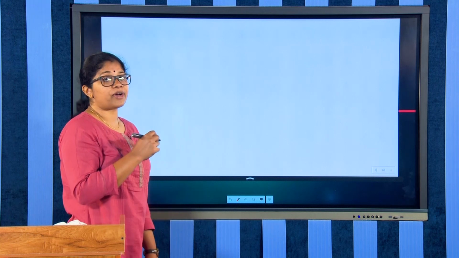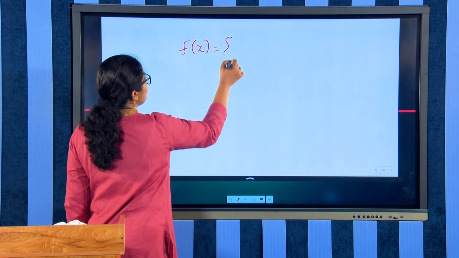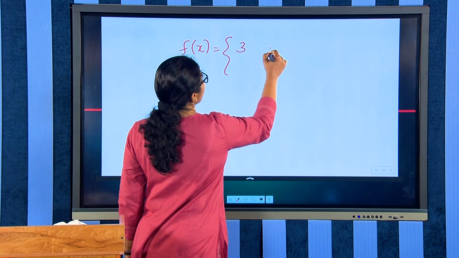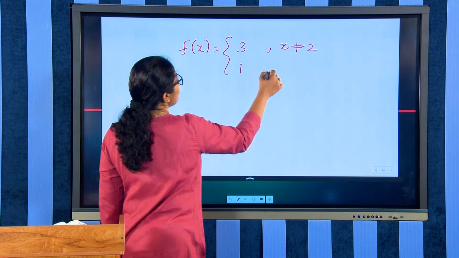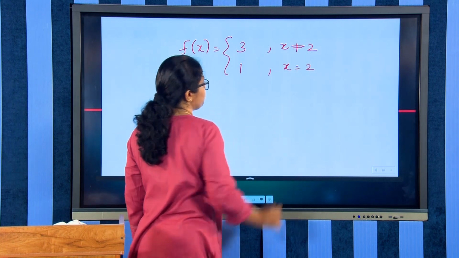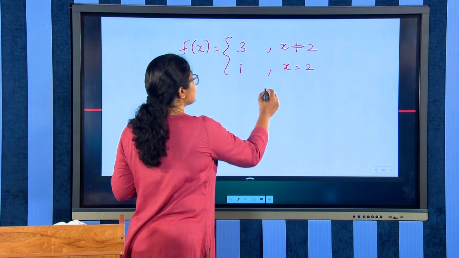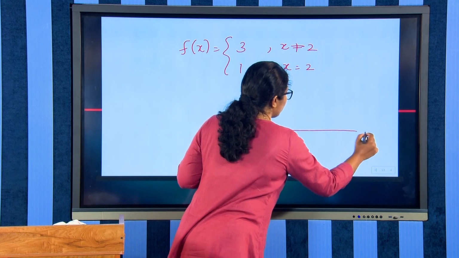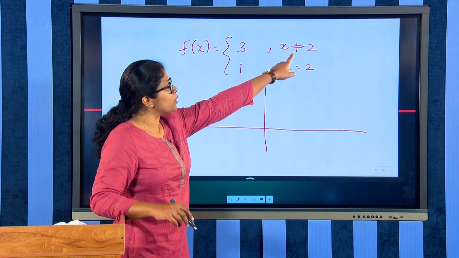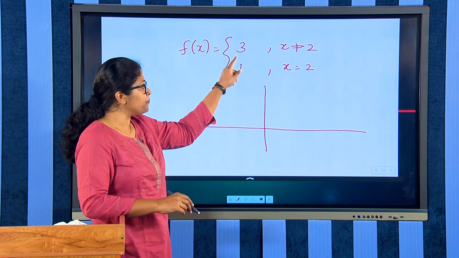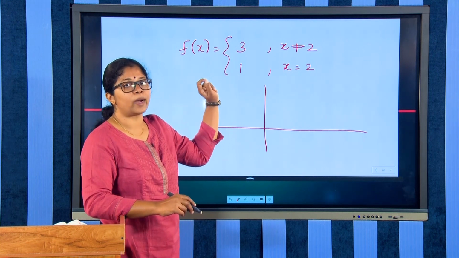Suppose we define a function, say f of x is equal to 3 for every x not equal to 2 and 1 for x is equal to 2. So what is the shape of this function? Let us see using a graph. For every real valued x not equal to 2, the function takes the value 3, and for x is equal to 2 alone, the function takes the value 1.